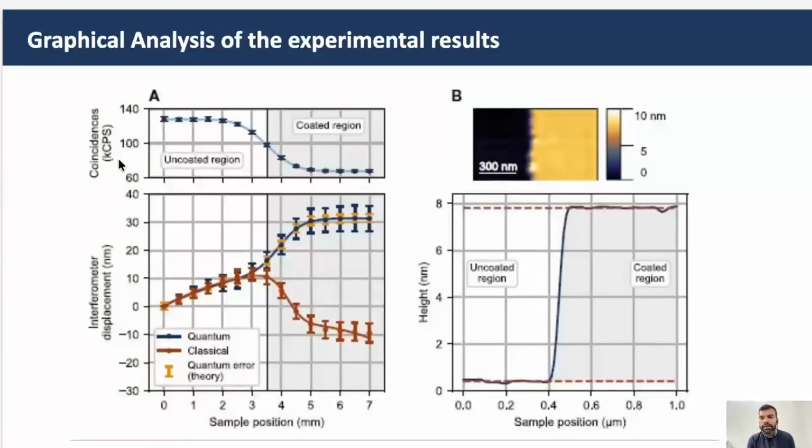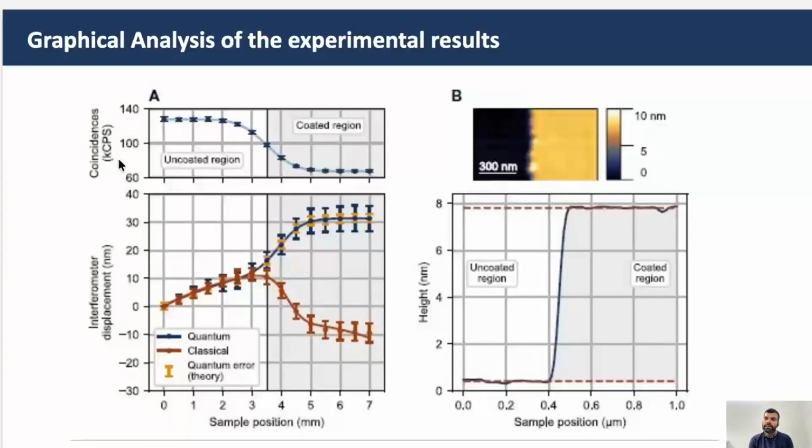The classical data shown alongside tells a dramatically different story. Instead of showing a positive displacement corresponding to an added film layer, the classical curve returns a negative displacement. The lossy film not only reduces the classical fringe visibility but also corrupts the phase measurement, leading to a completely wrong physical interpretation.